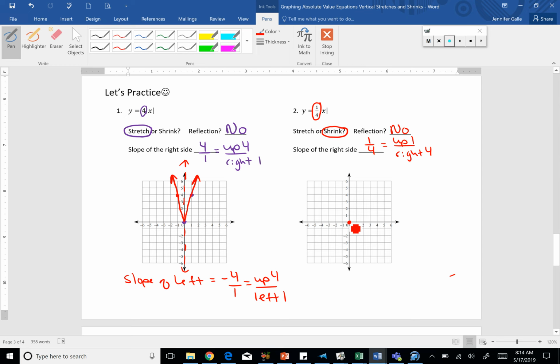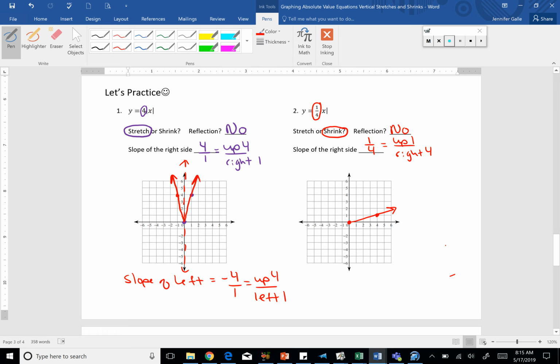Today we're going to start moving our graph around, but for right now, if you don't move up, down, left, or right, the middle of that graph, that vertex, is at 0, 0. We go up 1 and right 4. So I've got the right side of my graph.